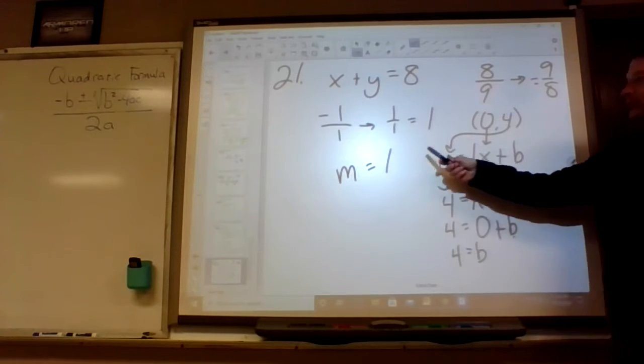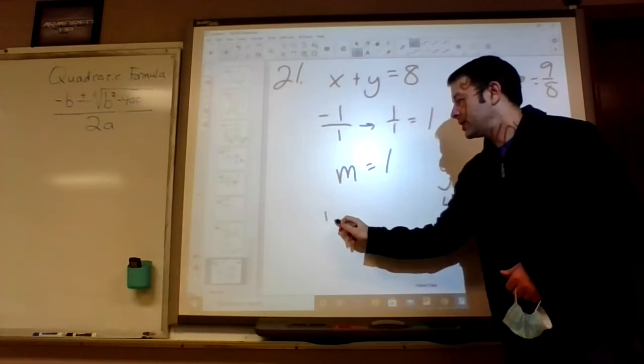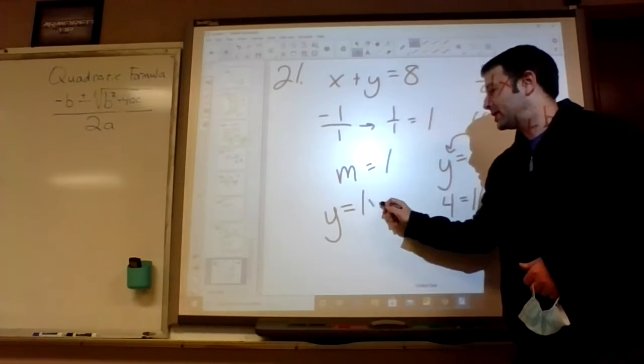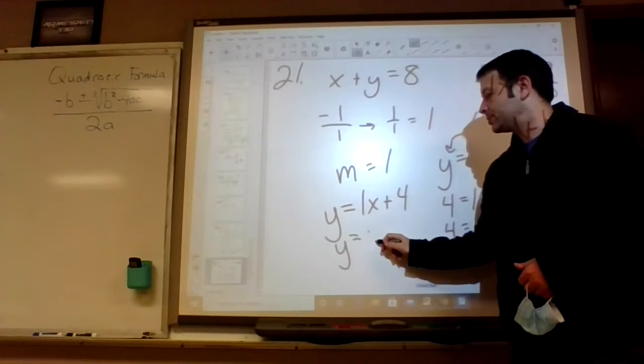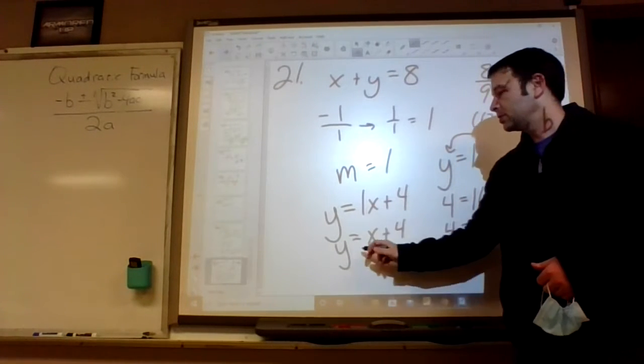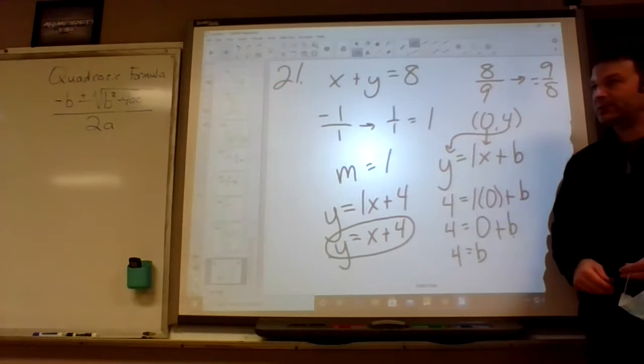So we have the slope, which was 1, and the y-intercept, which is 4. So we have y equals 1x plus 4. Or you could just write y equals x plus 4, because the 1 doesn't have to be written in that case.